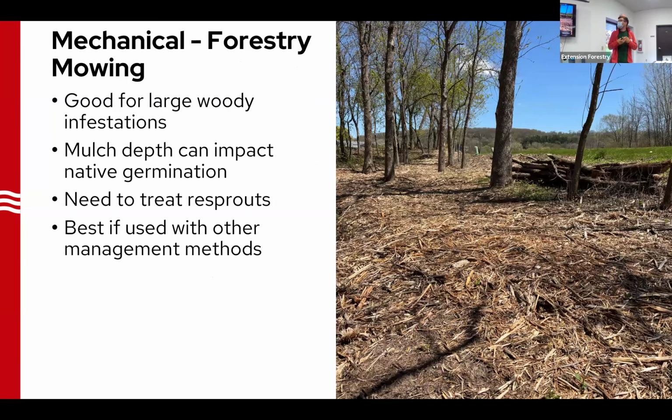Forestry mowing, this can be good for large woody infestations, dense thickets, common buckthorn. We're just taking a mulcher onto a Bobcat and mowing down those buckthorn plants. The mulch depth can impact native germination. And oftentimes this is a really good method to do in combination with an herbicide treatment. This is treating the stumps afterwards or, in the fall and spring, doing foliar applications, treating the leaves of resprouting buckthorn and honeysuckle.